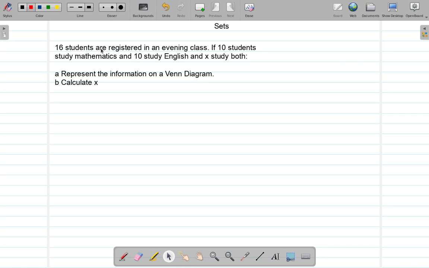Okay, let's look back up here. It says you have 16 students registered. Then it says 10 students study maths and 10 study English. But 10 plus 10 is not 16. 10 plus 10 is 20. You know what? Let's look at the register and see what's going on here.